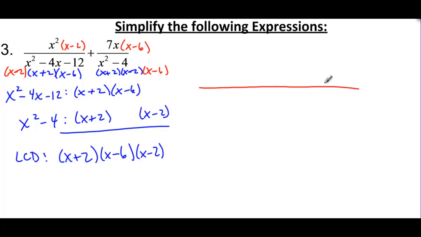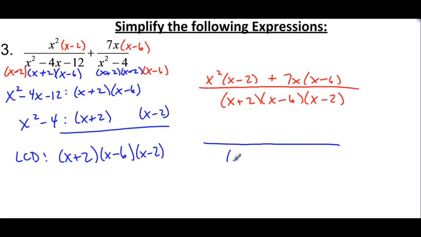So now that I have my common denominator, we leave it factored. You don't need to do any distributing or multiplication. So I'm going to write my common denominator, and now my numerator is x squared times x minus 2, plus 7x times x minus 6. And now I'm just going to do a little simplifying. I'm going to keep my denominator exactly how it looks. And the order that you write these doesn't matter. It doesn't matter if the x minus 6 comes first, then the x minus 2, then the x plus 2.